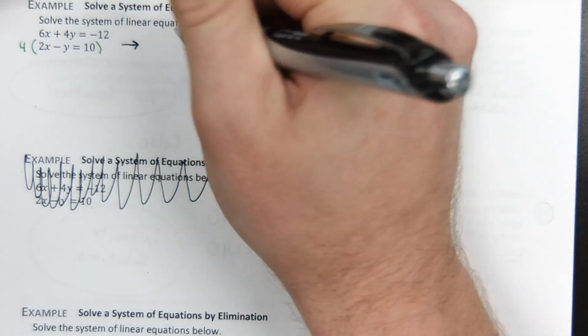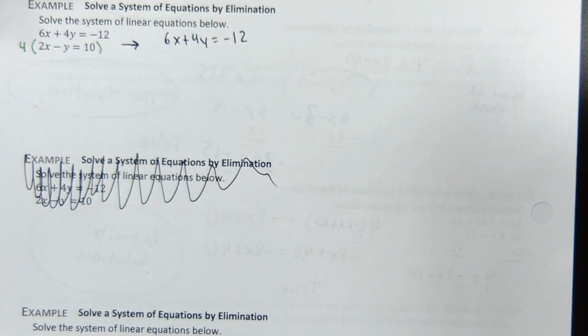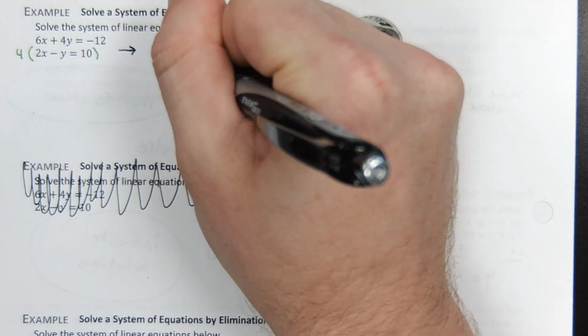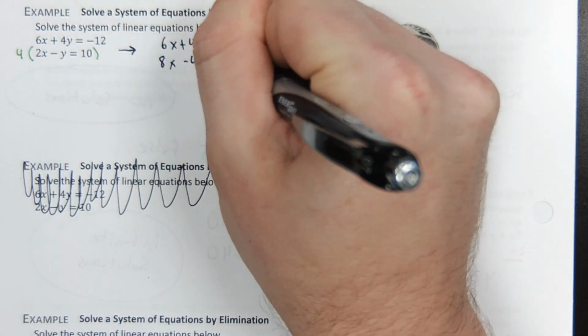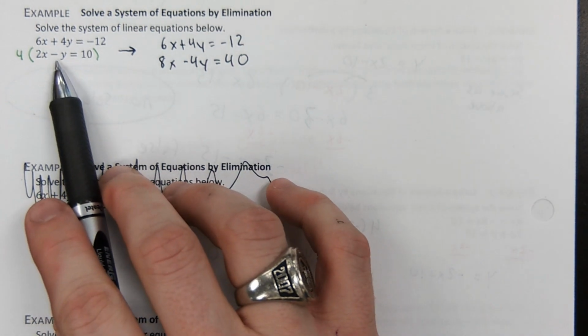Anyway, the top equation is unaffected: 6x plus 4y equals negative 12. After the distribution, the bottom equation becomes 8x minus 4y equals 40. My y's now have the same digit in front of them. Notice that I didn't care what symbol was associated with the y.